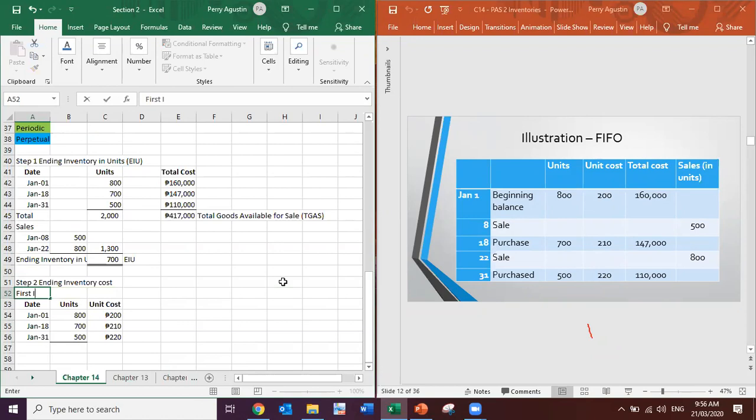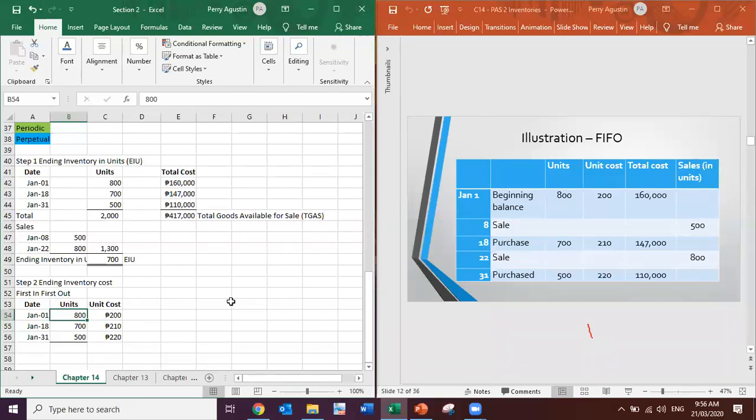First in, first out. So it means that the first item that we have bought is the first item that we will sell, okay? So again, the first item that we have bought is the first item that we will sell. Okay? Did everyone get that? Raise your hands. All right, there you go.